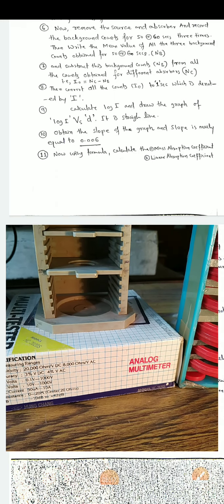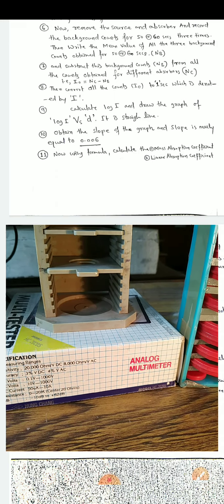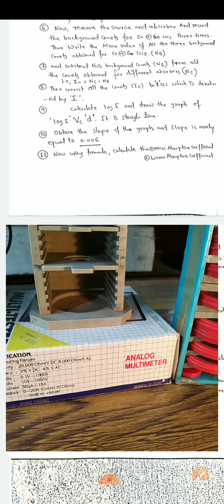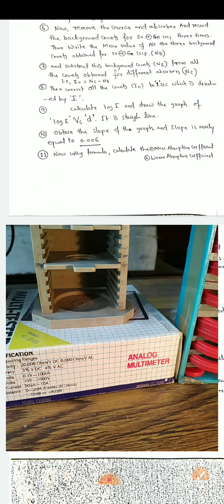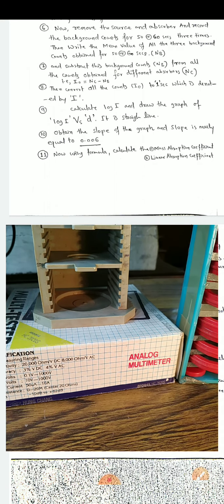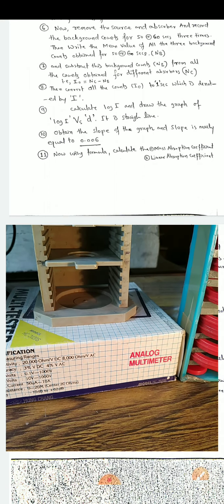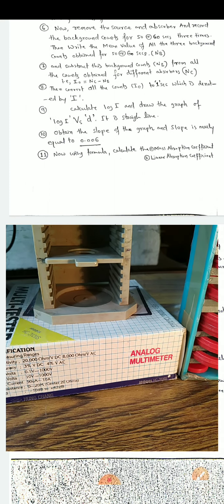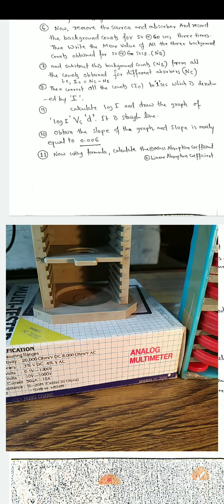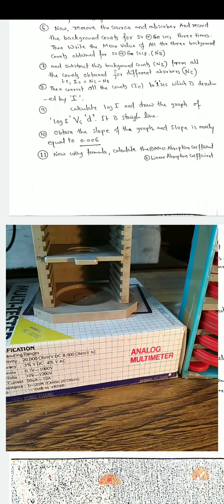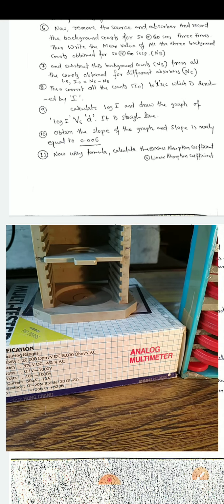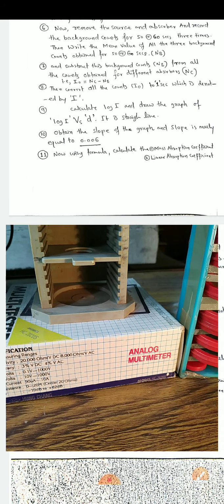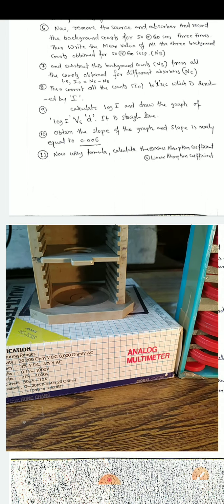The sixth procedure is to remove the source and absorber and record the background counts for 50 or 60 seconds, 3 times. Then write the mean value of all the 3 background counts. The seventh procedure is to subtract these background counts from all the counts obtained for different absorbers, denoted by I naught equal to NC minus NB.